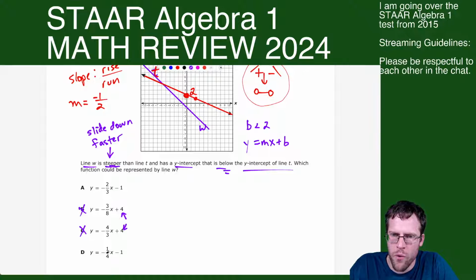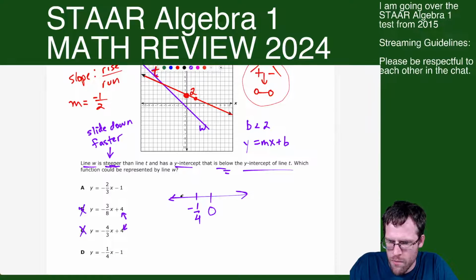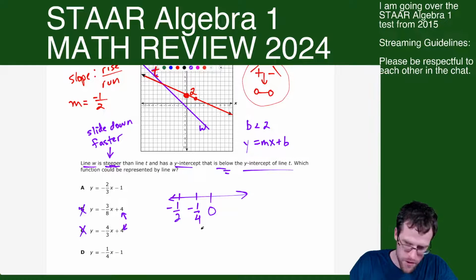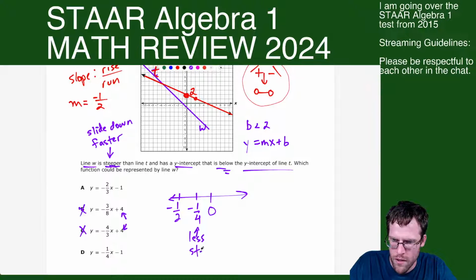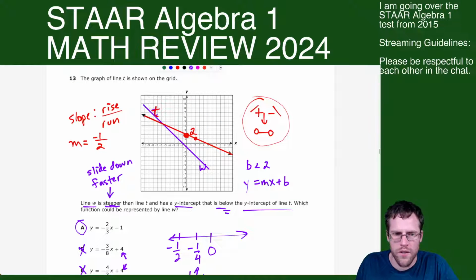But negative 1/4, if you think about the number line. So I'm going to show you with the calculator also how to do this. But if I look at negative half, negative 1/4 is between 0 and negative half. So this is closer to 0. So this slope would be less steep. Okay, so this would be less steep, not steeper. So this one's out. It's got to be A. All right, but you do get a calculator.